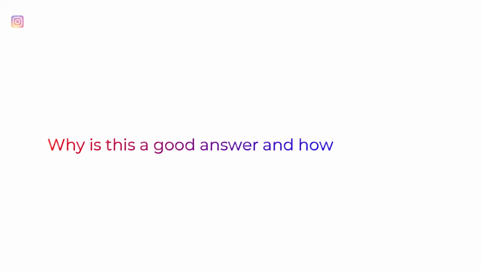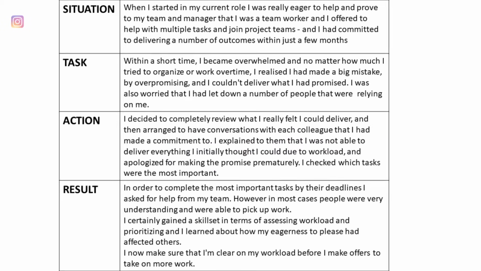Why is this a good answer and how can I use it? With this answer, it shows a mistake that occurred as a result of overpromising and a desire to people please in an extreme way. If this is something that you've ever done, then try to think about how it affected people. This is actually just an inherent desire to help people, but in this case, it went too far.